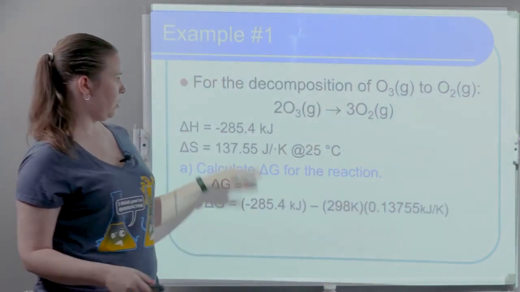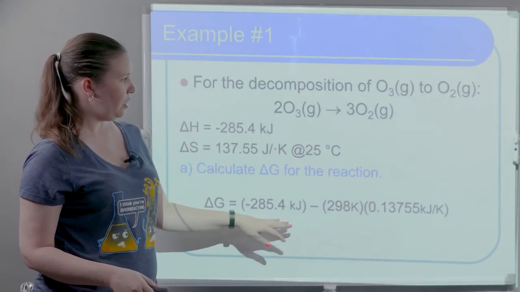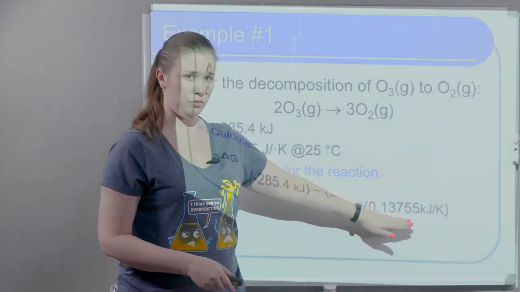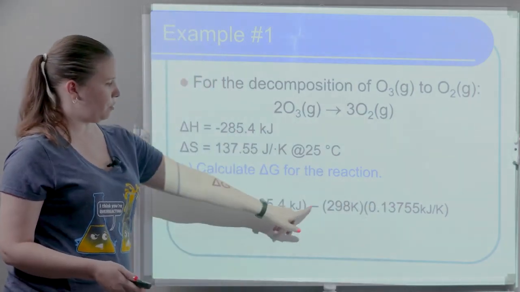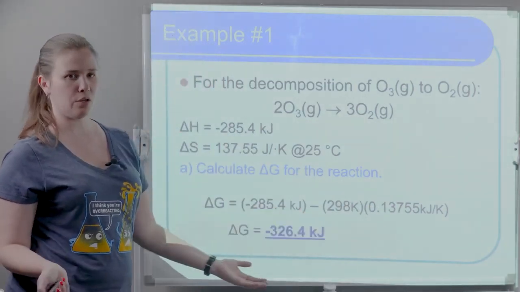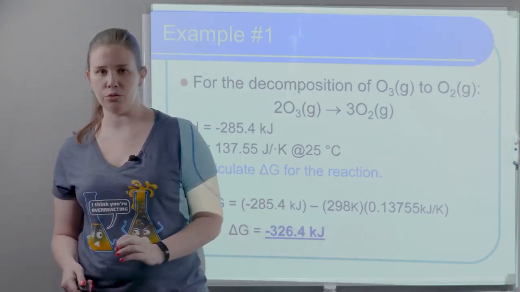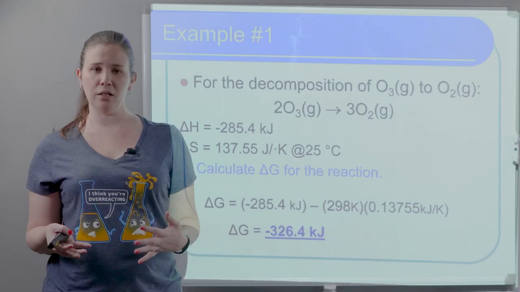There we go. So we got our kilojoules we plugged in for delta H, the Kelvin temperature here, and then kilojoules for our entropy. Now we want to just be real careful of our order of operations, solve for delta G, and we get a negative 326.4 kilojoules. Was it supposed to be negative?